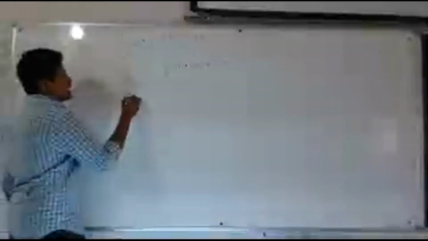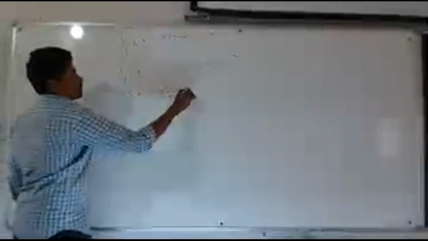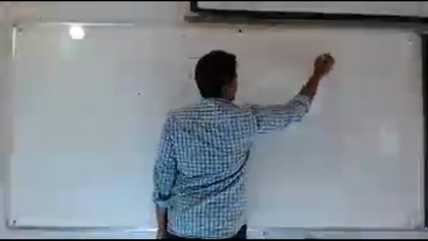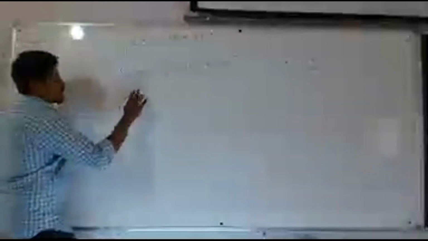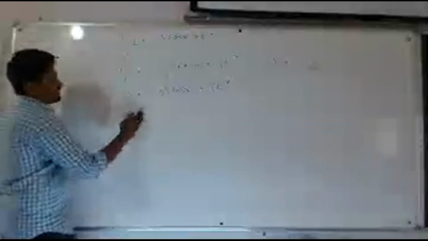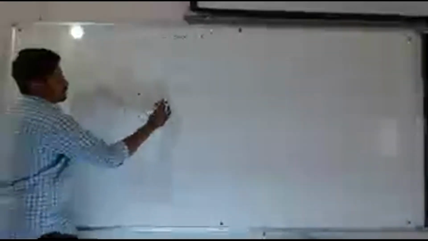Bring 2 outside, it will be like this. Now, what is the formula I have to apply? The formula for integral x power n is x power n plus 1 by n plus 1. So 2 into x power 1 plus 1 by 1 plus 1. Otherwise, you can write directly 1 plus 1, 2 by 1 plus 1, 2.